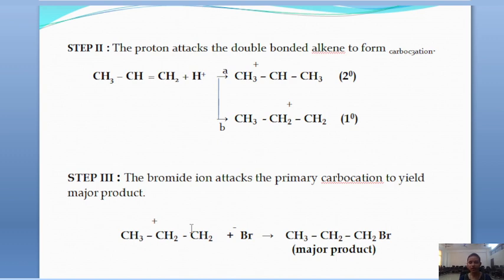So we take the leftover bromide ion, and then we take our carbocation, and this time we have to choose the primary carbocation instead of the secondary carbocation. And when we choose our primary carbocation, ultimately we get our product, that is our major product.